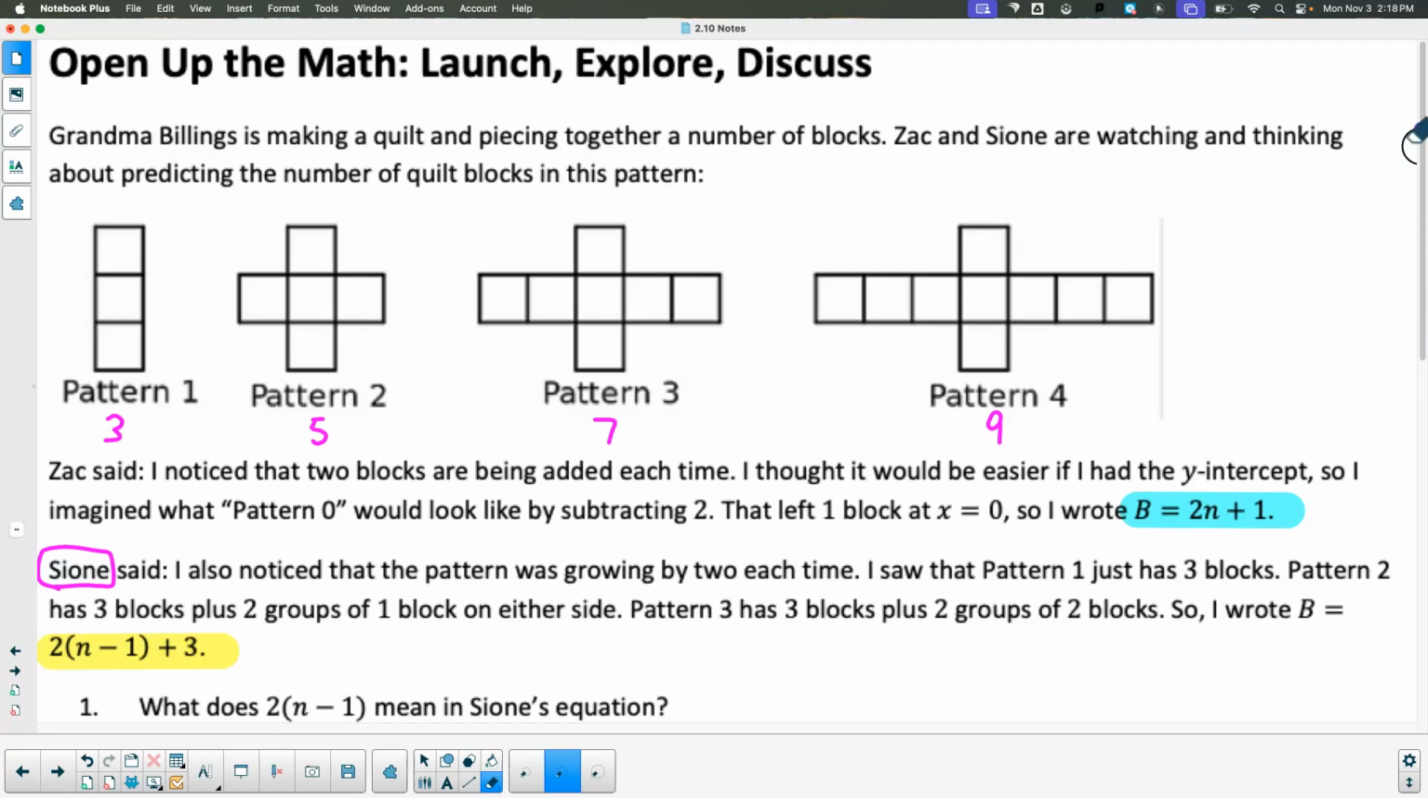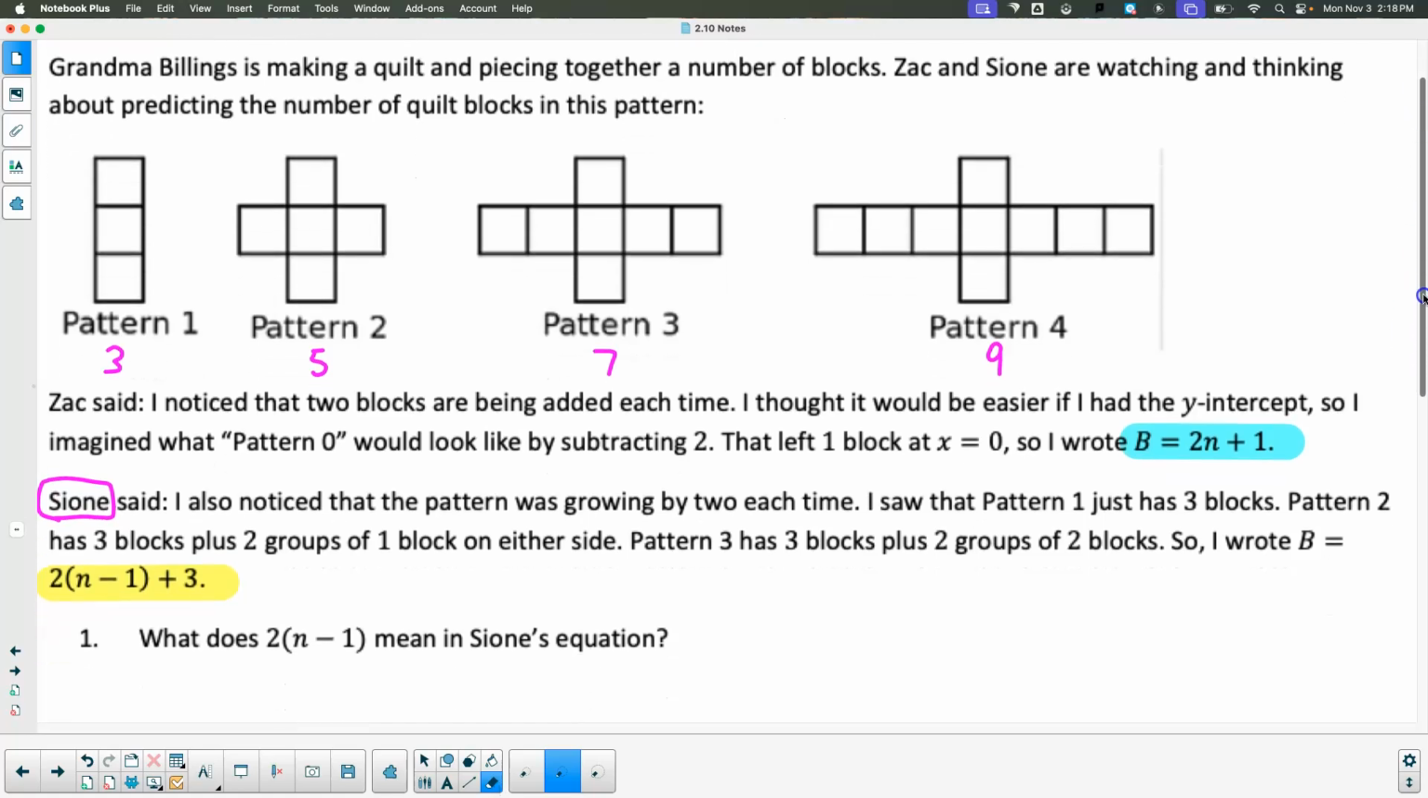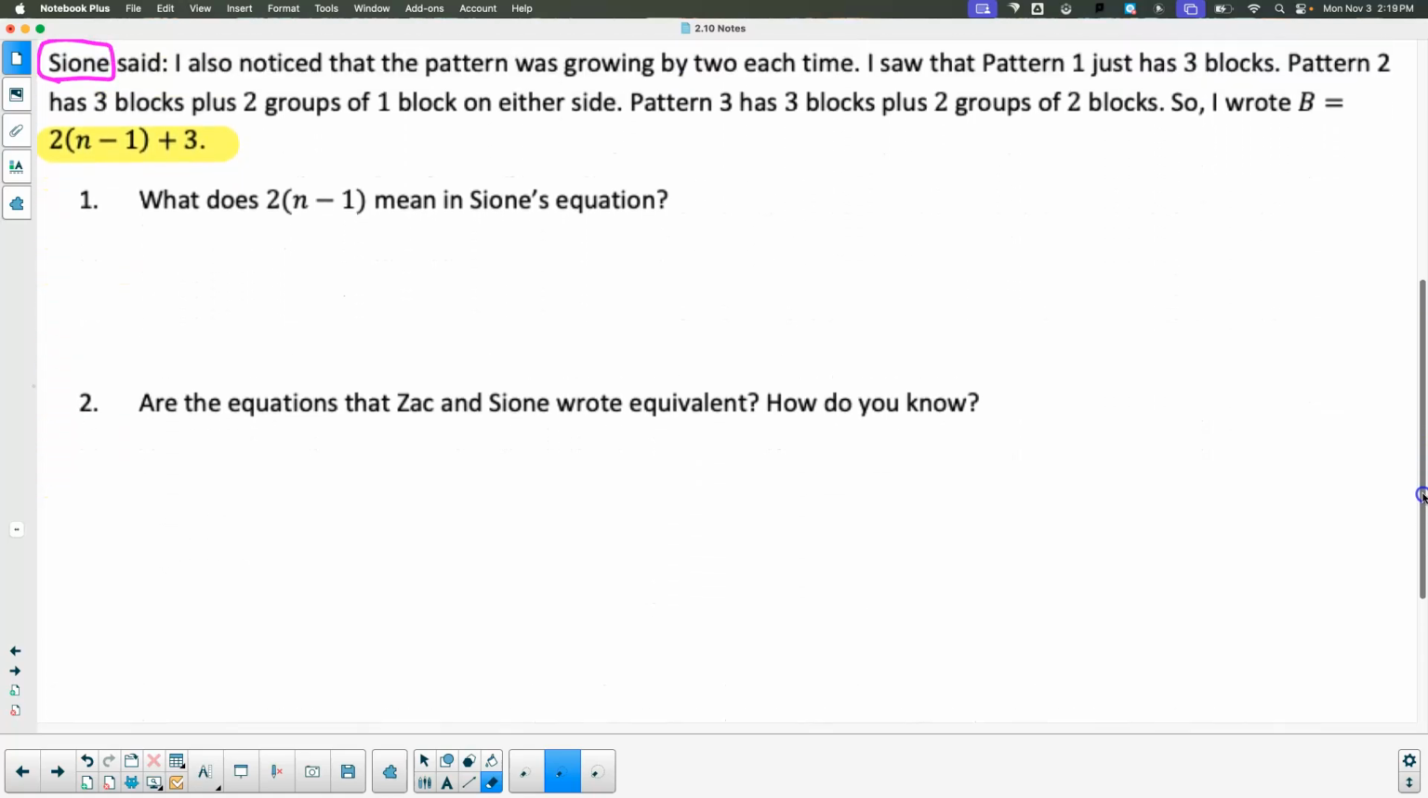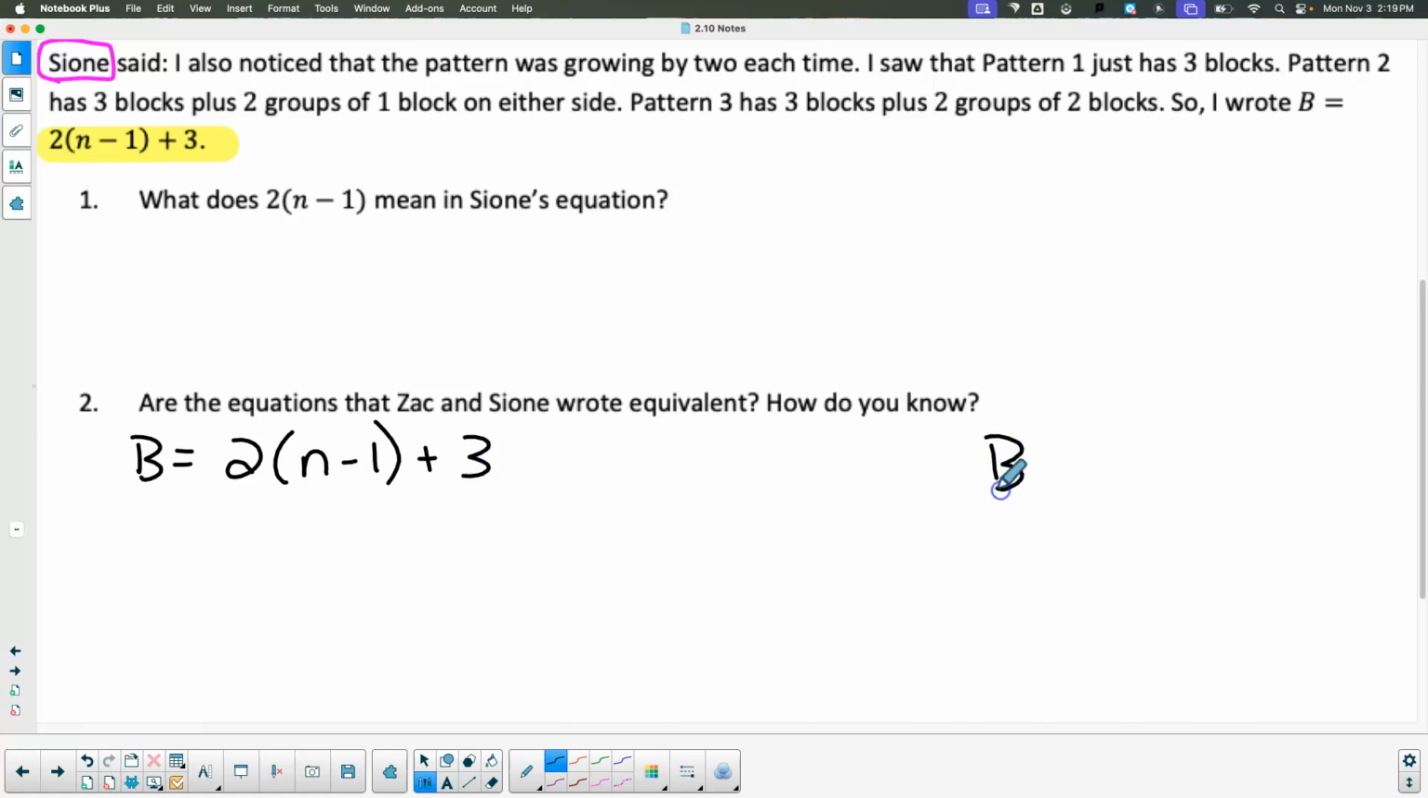Okay? So if they should be the same, then here in number 2, we should be able to make sure that they wrote the similar or equivalent ones. So let's take S's. B equals 2, open parentheses, n minus 1, plus 3. Zach's was B equals 2n plus 1. So if I want to show that they're equivalent, I got to do some math tricks on S's. I'm going to simplify S's and see if it comes out with Zach's.